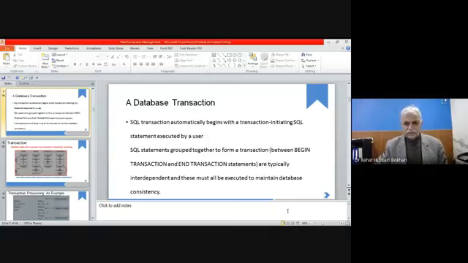The statements are typically independent, and they must be executed to maintain database consistency. The statements are carried out one by one, but at the end the consistency of the database should not suffer. So in order to control this, we have some rules or protocols, and those should be obeyed in order to keep our databases consistent.